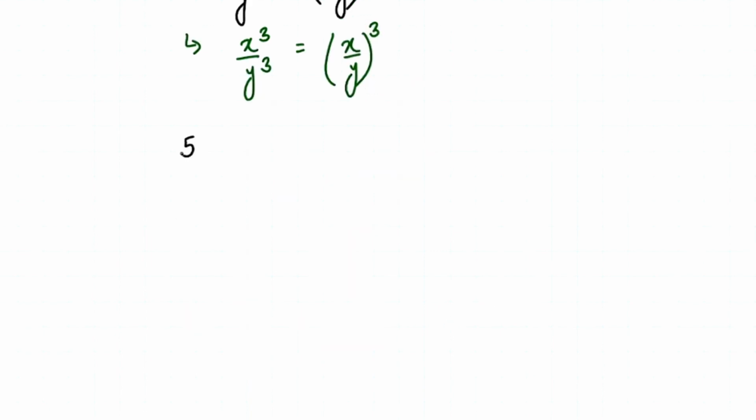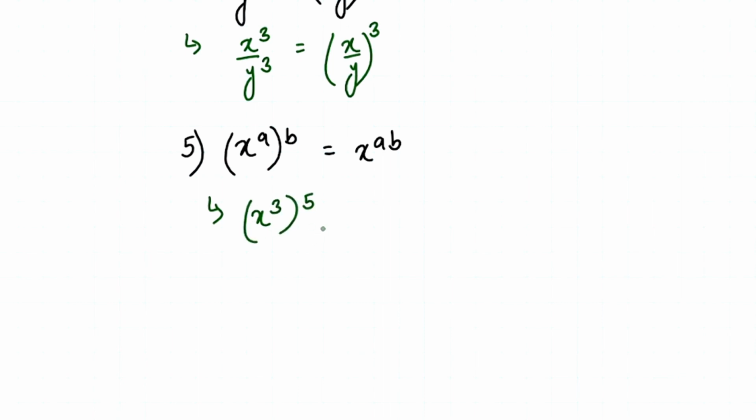Now let's look at our fifth law. So let's say if we have x to the power a, bracket close, and another power b here, then what happens is these two powers a and b get multiplied, okay? So we get x to the power ab. For example, if we had something like x to the power cube or 3, bracket close, and we have another power 5 over here, then it's going to be x to the power 3 times 5, which is 15.